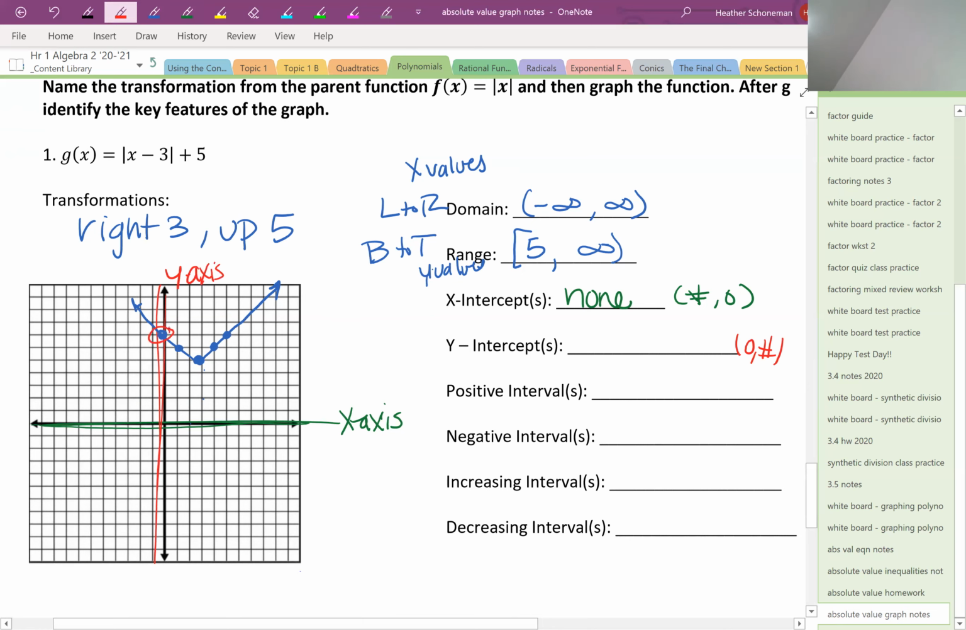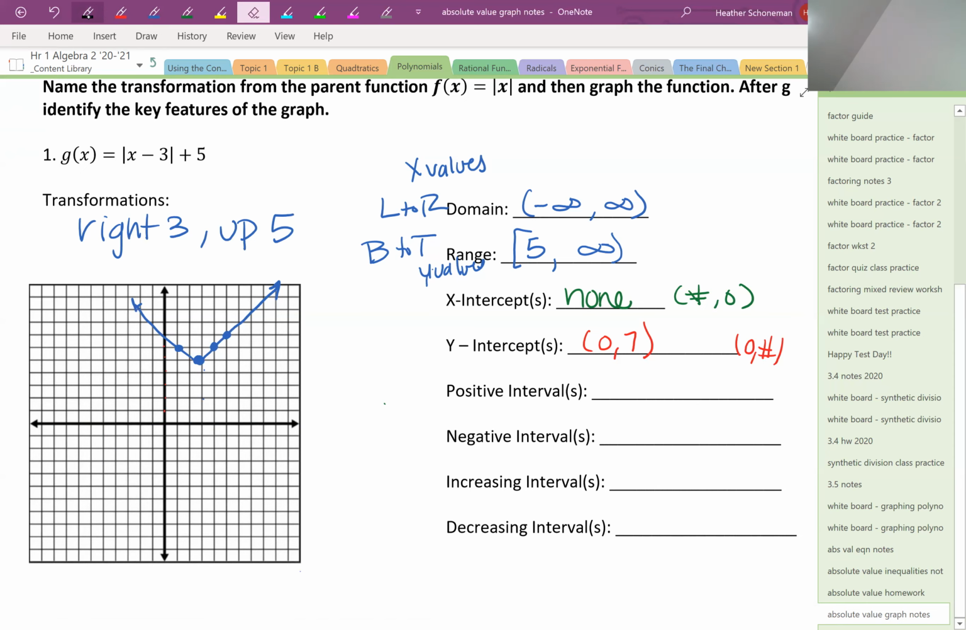All right, the y-intercept, those are always 0, some number, and it's where it crosses the y-axis. Well, where it crosses the y-axis is right here. So we're going to have to count that off the graph. 1, 2, 3, 4, 5, 6, 7. So it's going to be 0, 7. I'm going to erase some of this stuff so we don't get it confused. Okay, positive intervals. Positive interval, we read off of the x-axis, and it's above the x-axis. So we're going to look at this and ask ourselves, where is this graph above the x-axis?